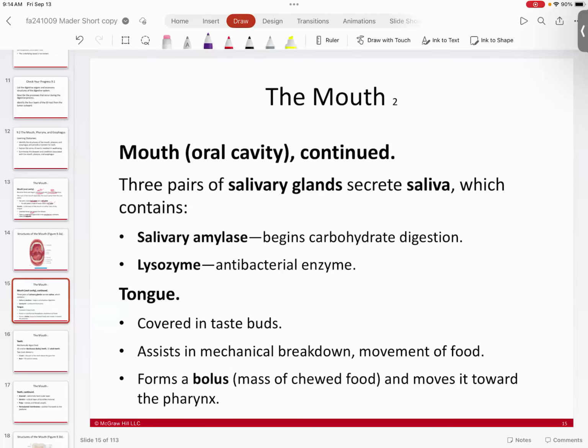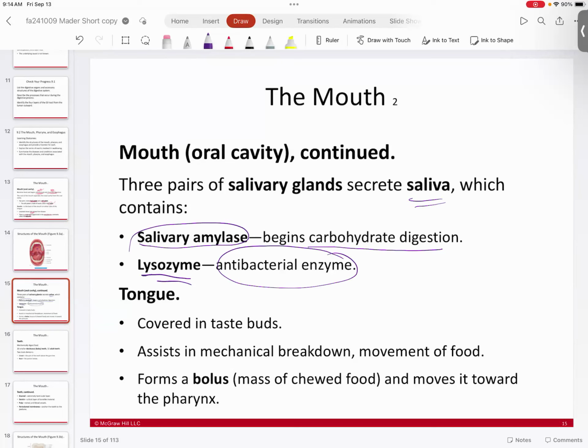So now let's take a look at the salivary glands. These are the ones that are responsible for chemical digestion. The salivary glands are going to be secreting saliva, which is a mixture of salivary amylase, which is an enzyme that breaks down carbohydrates, and lysozymes, which is basically an antibacterial enzyme. We talked a little bit about that last time in the last chapter.